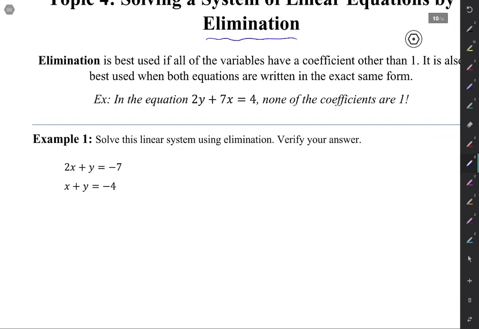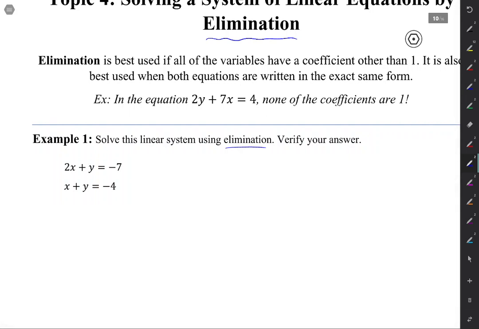So in example 1, it says solve this linear system using elimination. Because it specifies elimination, that's the method I'm going to use. However, if I was given the option to use elimination or substitution, for this one, I would probably choose substitution because there's a lot of coefficients that are equal to 1 here. That makes it easy for us to solve for one of the variables and substitute it into the other equation. But it specifies to use elimination, so that's the one we're going to use.